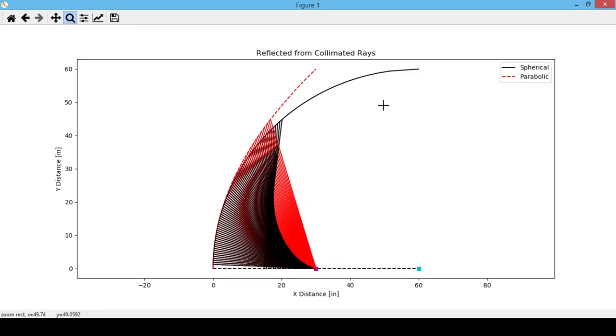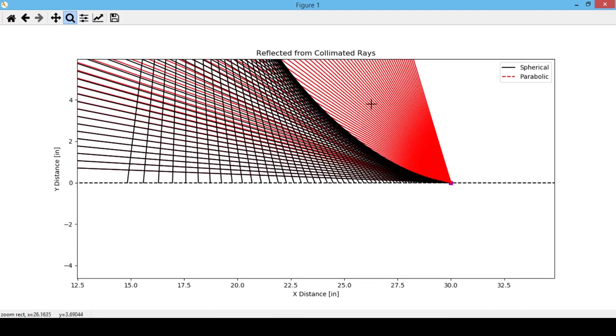In this plot, we're now looking at the reflected rays, and for the red rays of the parabolic mirror, we can see that all the rays, no matter how far off the optical axis, are focused down to a point at the focal point of the mirror at x equal to 30 inches, the magenta square. This is seen more easily by zooming in. You can see they all come down to that exact point.